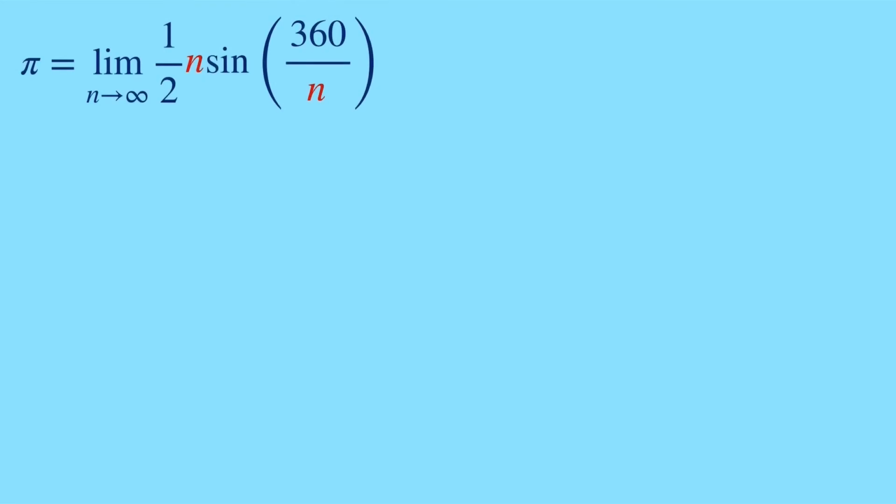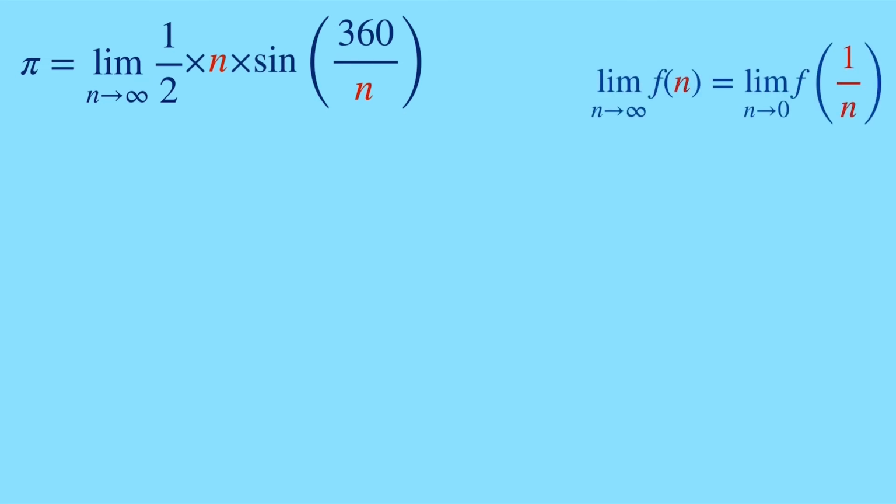So we found that pi was equal to the limit as n goes to infinity of half n sine 360 over n. I'll put in the implicit multiplication explicitly, just so it's clearer when we do substitution. This form in the top right is what we found for how we can change where n is going to in the limits.